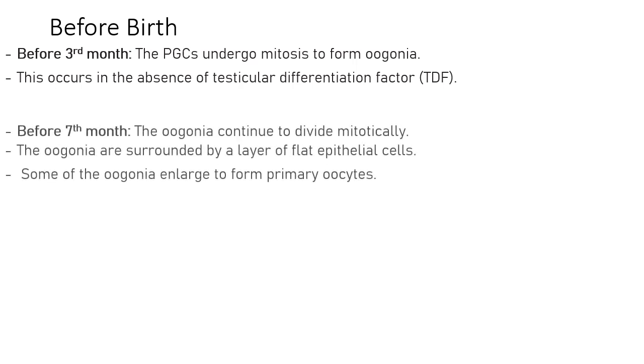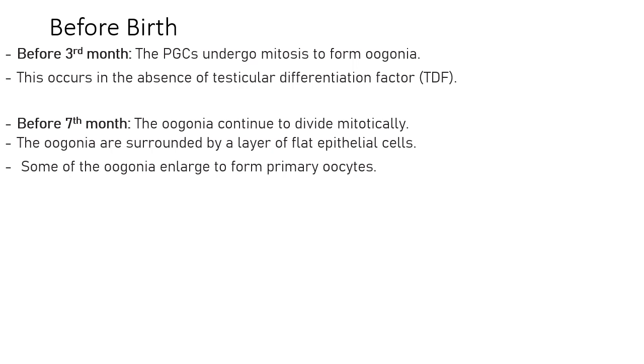Now before the 7th month, the oogonia that were formed continue to divide mitotically. This baby is still in the womb. Then the oogonia are surrounded by a layer of flat epithelial cells, which are known as follicular cells. Then some of the oogonia before the 7th month enlarge to form primary oocytes.